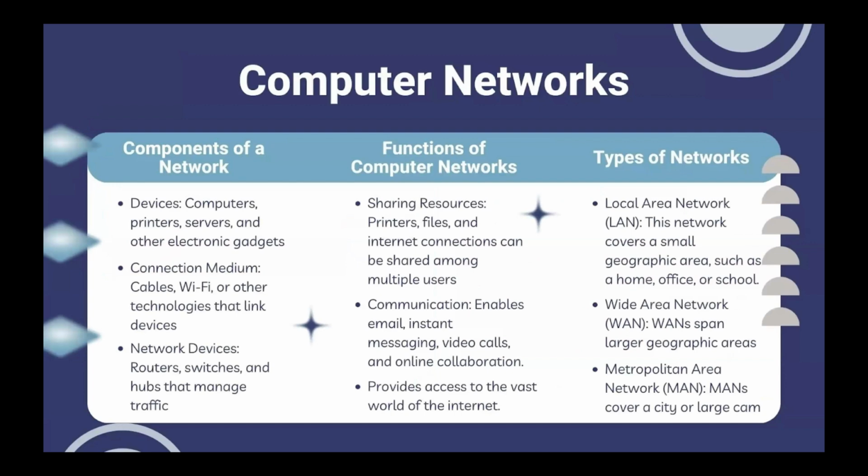So there are three components of a network: the devices, the connection medium, and the network devices. The devices include computers, printers, servers, and other electronic gadgets. Some connection mediums include cables, Wi-Fi, or other technologies that link devices. And network devices include routers, switches, and hubs that manage traffic.